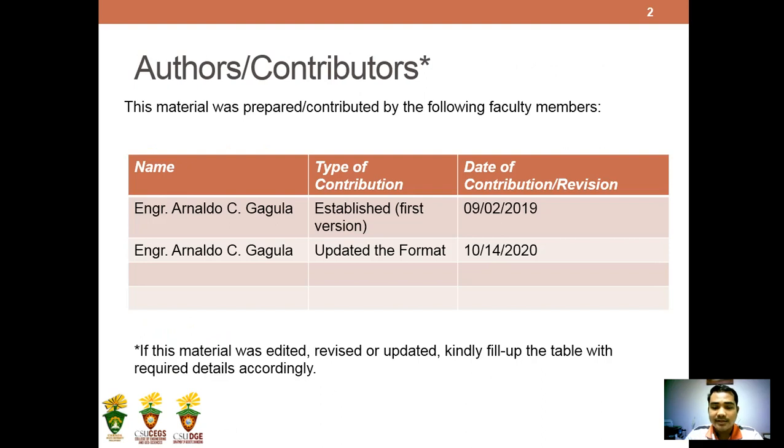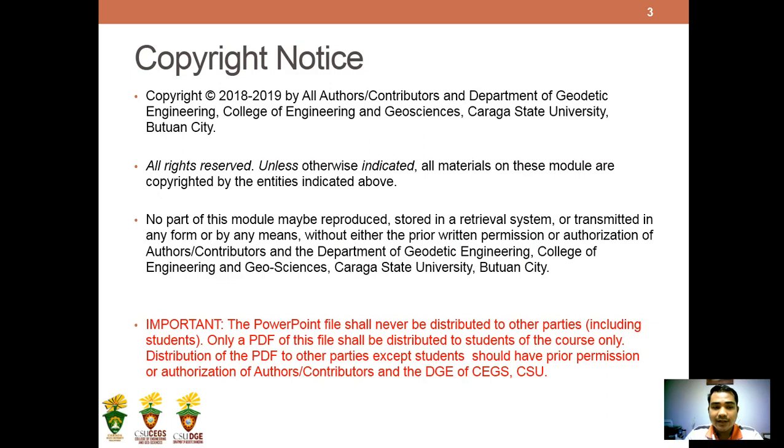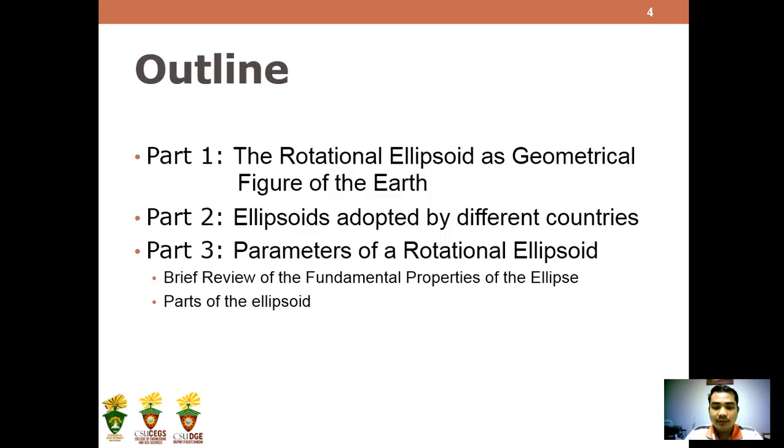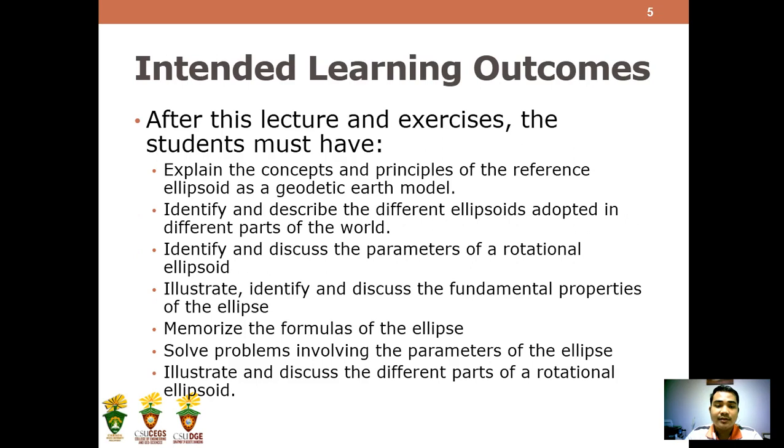These will be the authors and contributors of this lecture material, and this is for the copyright notice. For the outline of the presentation, we have 3 parts. The first part is the rotational ellipsoid as geometrical figure of the earth. Part 2 is the ellipsoids adapted to the different countries. And part 3 is all about the parameters of a rotational ellipsoid, with topics covering a brief review of the fundamental properties of an ellipse and the parts of the ellipsoid.